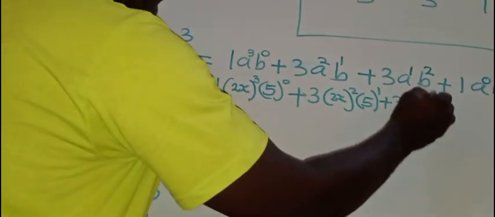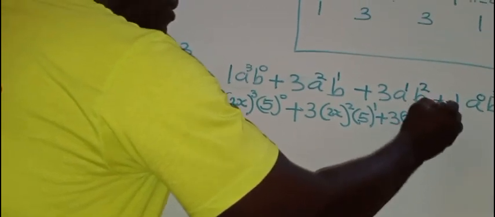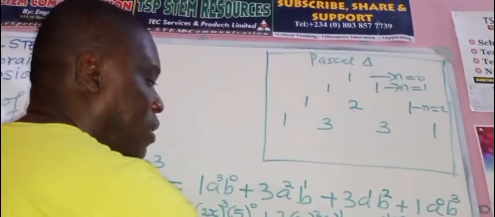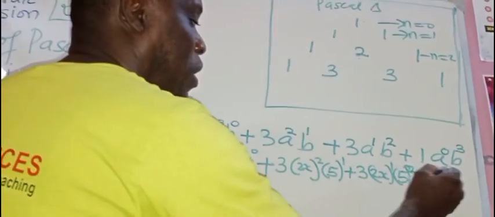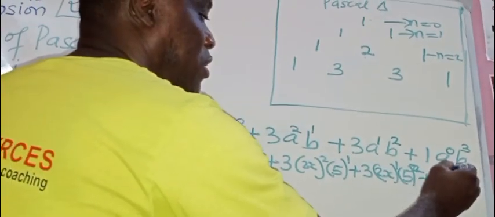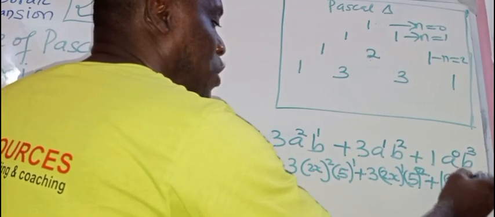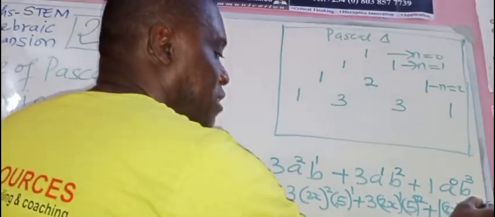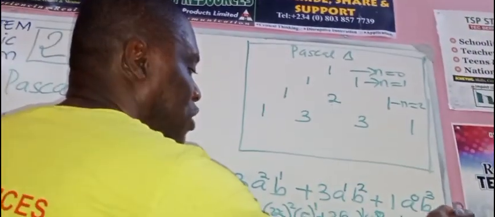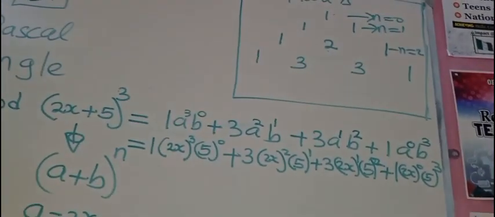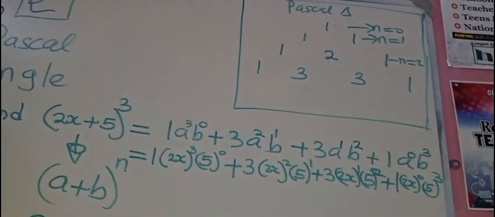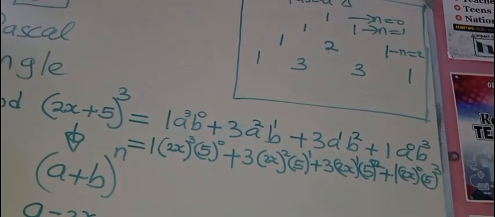This is 2x raised to power 1. Then 5 raised to power 2. Then 2 plus this is 1. This is 2x raised to power 0. Then this is 5 raised to power 3. You just substitute. You replace it. You replace a, b appropriately here. Is that clear? Are you following?